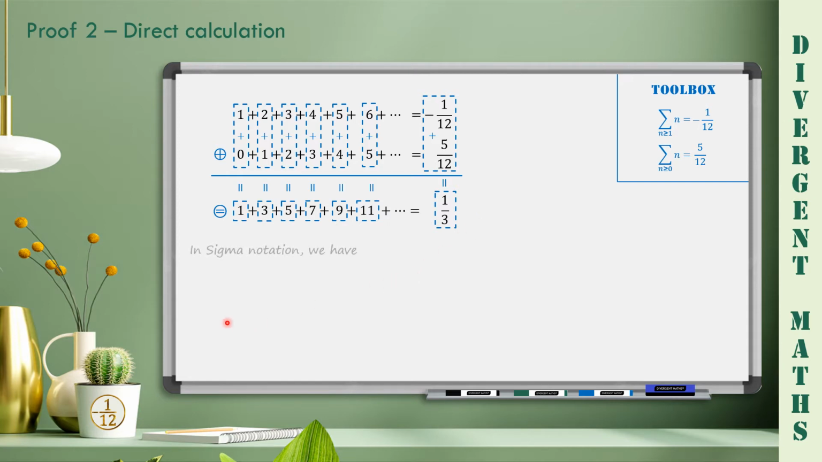So if we write the above in sigma notation, we have the sum from n equal 1 to infinity of 2n minus 1 is equal to the sum from n equal 1 of n plus the sum from n equals 0 to infinity of n. In other words, the sum of the natural numbers starting from 1 plus the sum of all numbers starting from 0. The first one is negative 1 over 12. We can plug it in here. The second one is positive 5 over 12. Plug it here. And we have, of course, 5 minus 1, 4 over 12, which is, of course, 1/3.